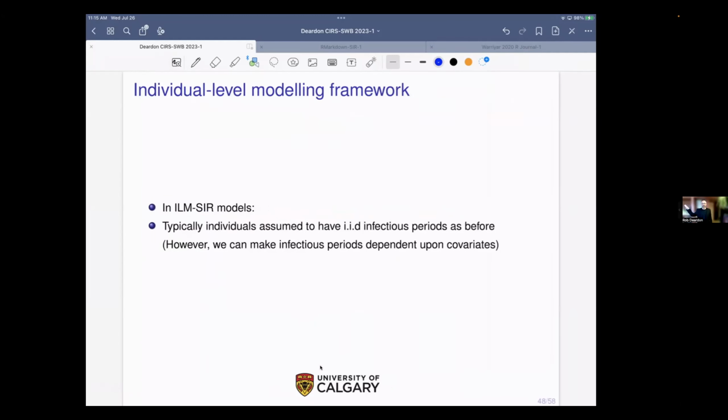In terms of the infectious periods, generally we model that in the same way as before. We just assume that individuals recover at some rate, which defines an infectious period. But you could, if you wanted, make the infectious period also depend on covariates. We don't tend to do that so much.